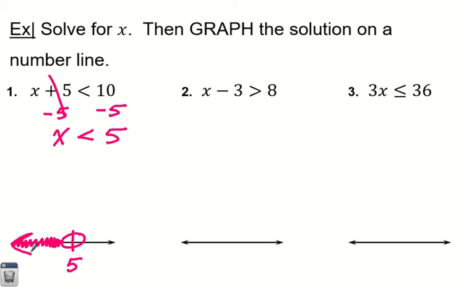Final comment, since I might as well point this out. We did not have to flip the symbol. It stayed less than because you only flip it when you're multiplying or dividing both sides by something negative. In number 2, we're not doing that because we're adding 3 to both sides.